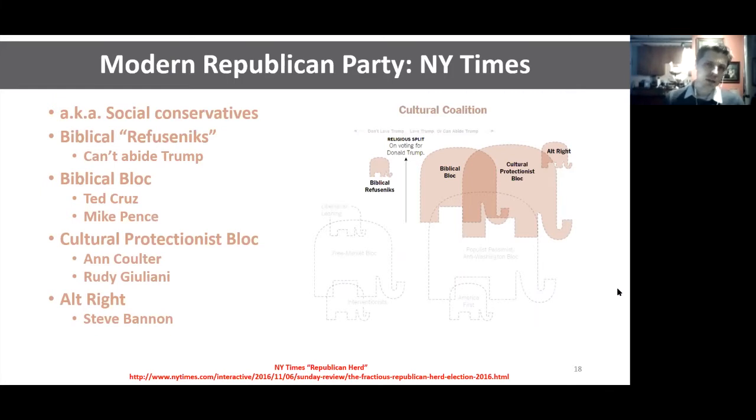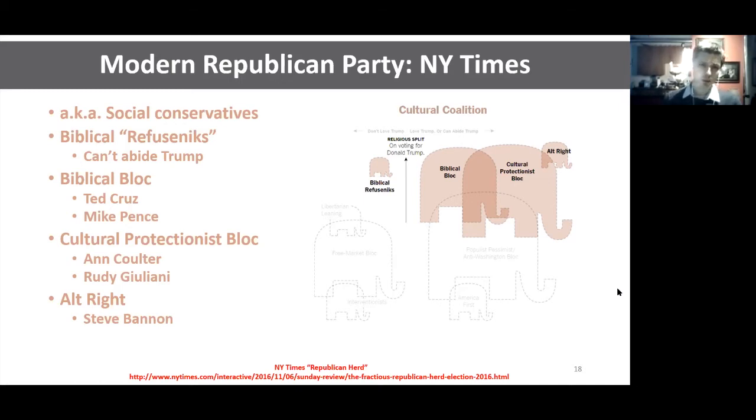Generally speaking, I think we would also refer to this as social conservatives. In the group that is a little more skeptical of President Trump, you have folks who just have not been able to support him, did not support him in the election, primarily on moral grounds. They just couldn't abide the president's statements. Then you have the biblical bloc. These are the Ted Cruzes and Mike Pences of the world. These folks vary from being skeptical of Trump to being very supportive.